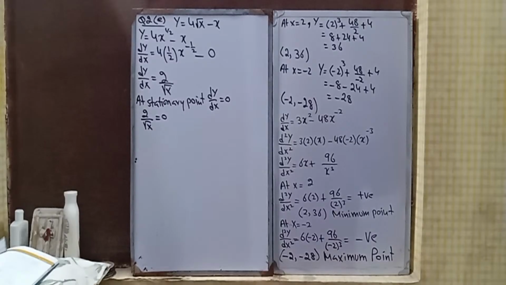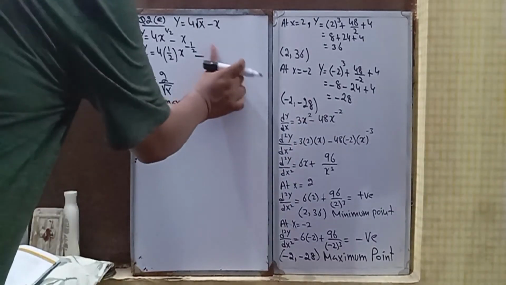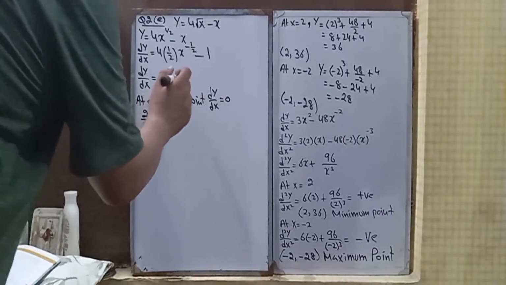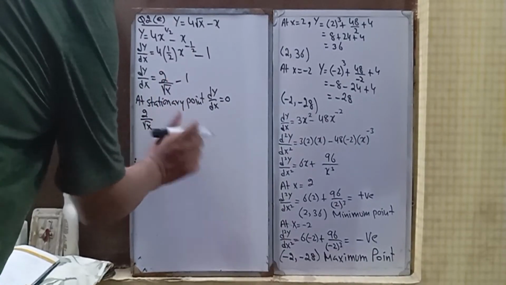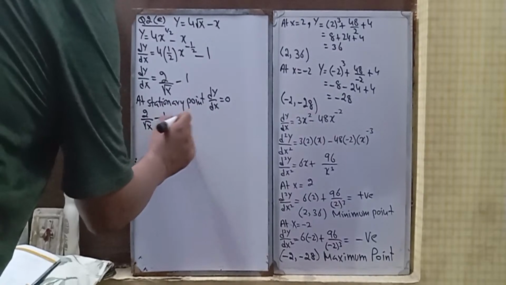So what will happen? 4 under root x minus x. 4, 1 by 2, the value of 1 by 2 minus 1, that's minus 1 by 2, minus, oh sorry, I made a mistake here. This is minus 1. That's why I was stuck. Okay, so this is minus 1. Now it's correct.